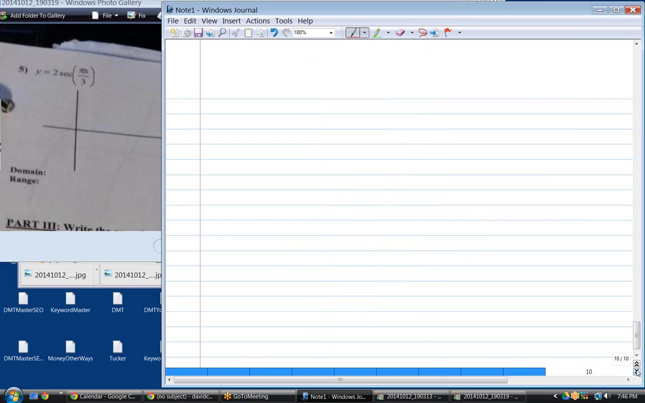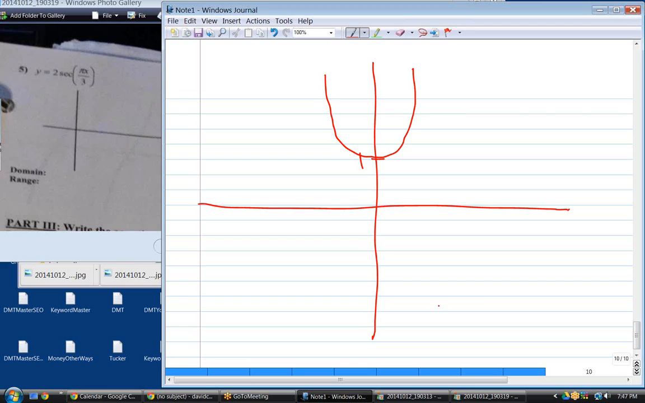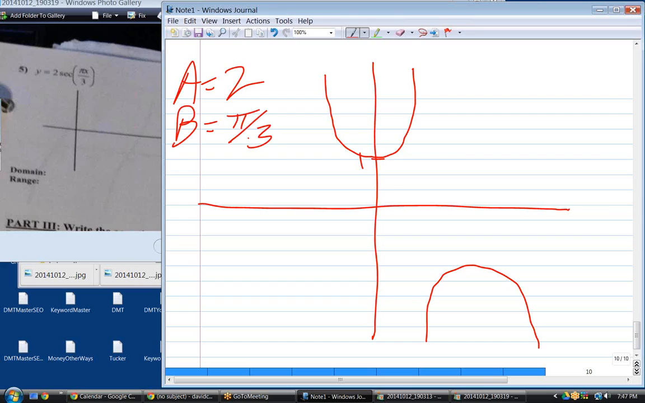Again, I think it's always a good idea to start with the original elementary parent function. Secant is the reciprocal of cosine, so it sits on top of the cosine. If that's normally 1, then the secant's going to look like this. Okay? So, okay. A is 2. B is pi over 3. What is the period? 6.